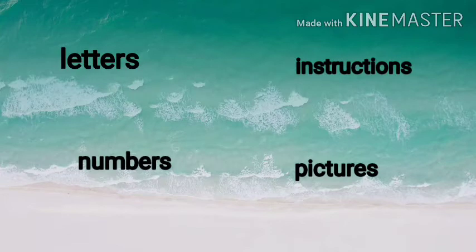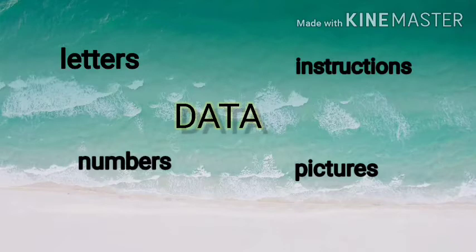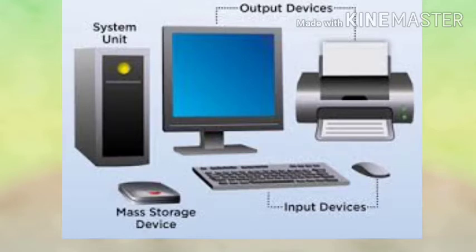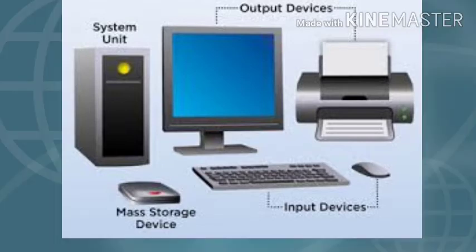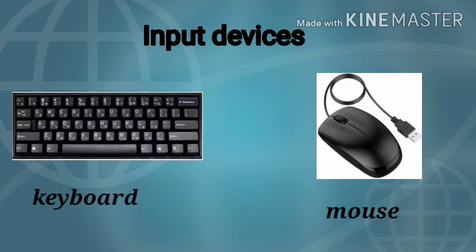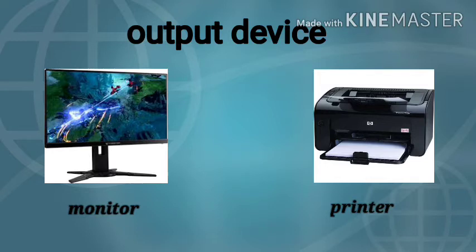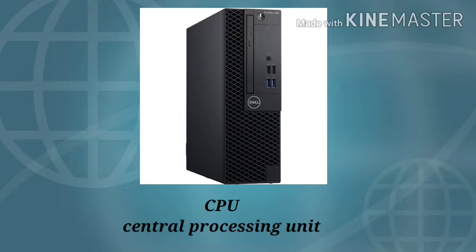A computer cannot work on its own. We need to enter letters, numbers, pictures, and instructions into the computer to make it work. These are called data. A computer system consists of many parts that make the computer work. These parts are divided into input devices like keyboard and mouse, output devices like monitor and printer, and the CPU, where all the memories are present and the data is processed.